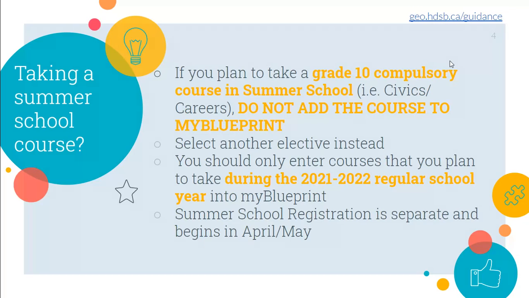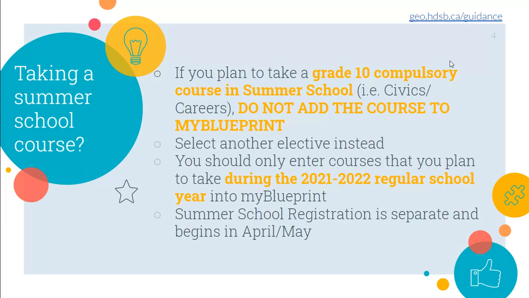The courses that you are inputting into My Blueprint are going to be the courses that you're going to do in the next school year, the 2021-2022 school year. So if you are, for instance, going to take civics and careers in the summer, you can go ahead and do that by registering for that course separately in April or in May.